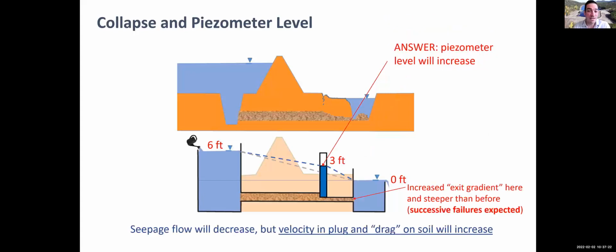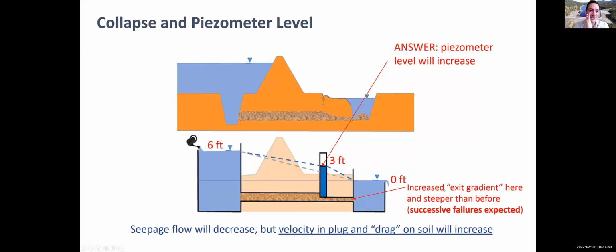The phreatic surface is going to increase, right? So seepage flow will decrease, right? The flow will decrease. But even if it decreases, the velocity in that plug, in that narrow area, will still be faster, right? It's almost like pinching a hose, right? You might get less flow overall coming out of your weir down here, but you'll have some increased velocity potentially here, and certainly increased gradient. And it's worse than before.